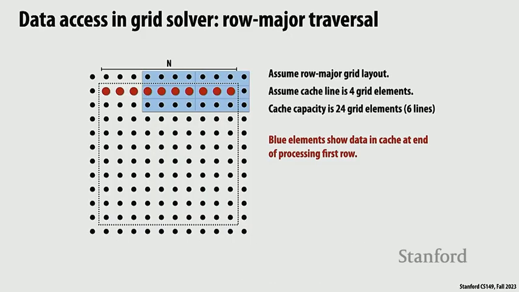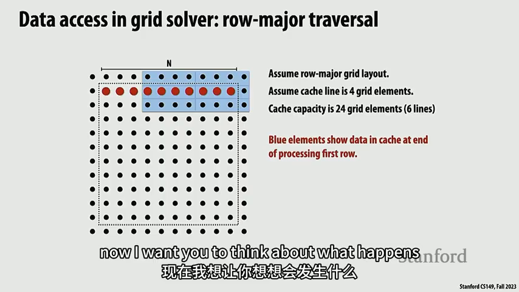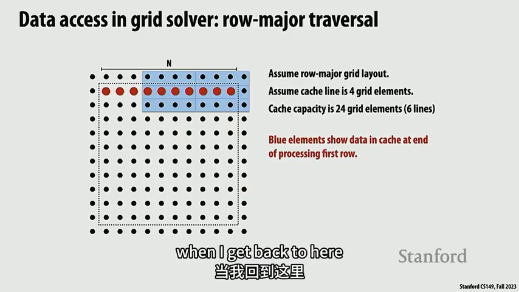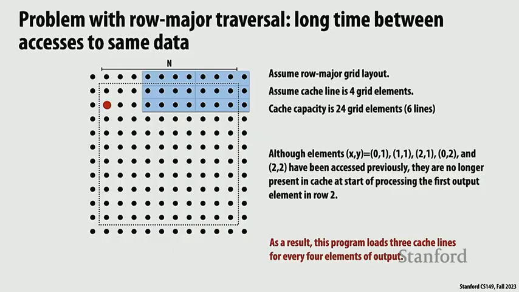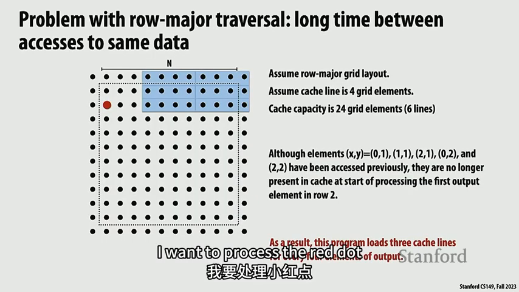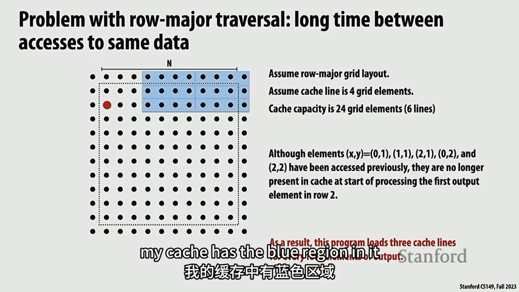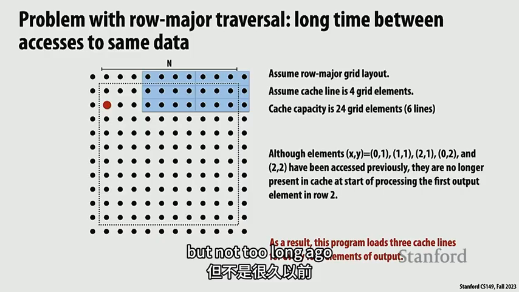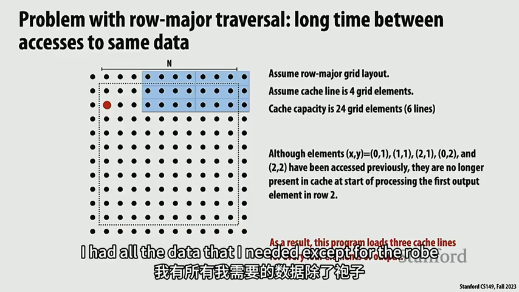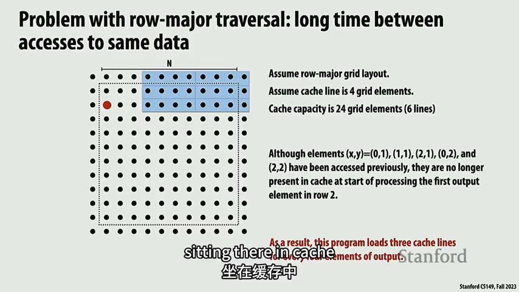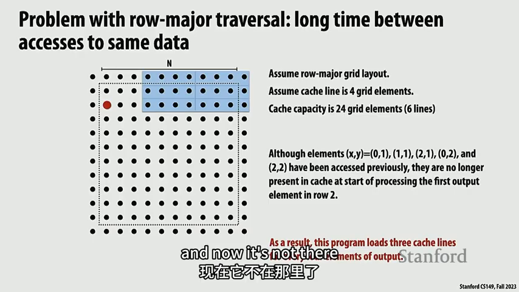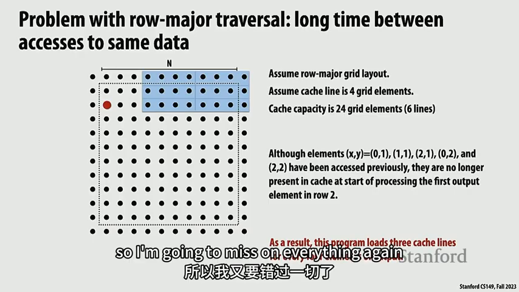Okay. Now I want you to think about what happens when I get back to here. I want to process the red dot. My cache has the blue region in it, but not too long ago I had all the data that I needed except for the row underneath the red dot sitting there in cache. And now it's not there, so I'm going to miss on everything again.